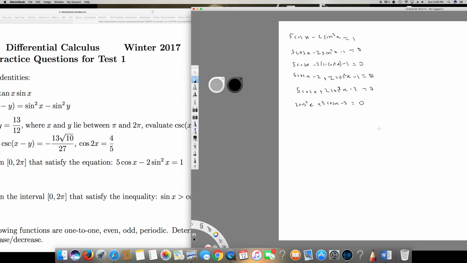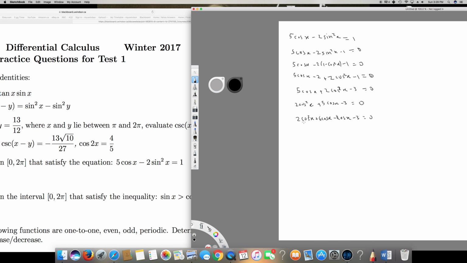So if you see 2 multiplies the cos square x, if I multiply the 2 by negative 3 at last, it's going to be negative 6. So the values we have to get: when we multiply, it should give us negative 6, and when we add, it should give positive 5. So 6 and negative 1 will work out, because 6 times negative 1 is negative 6, and 6 plus negative 1 is 5. So I can factor using that: 2 cos square x plus 6 cos x minus cos x minus 3 is equal to 0.